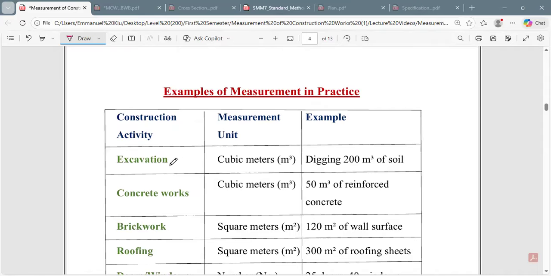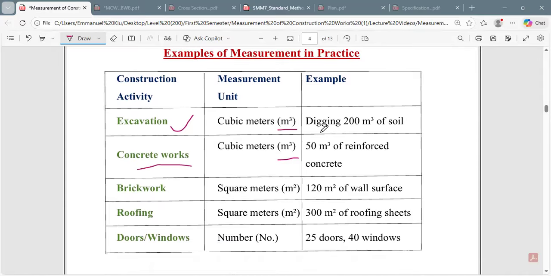So excavation works are measured in meter cube. Concrete works are also measured in meter cube. As simple as that. An example of the excavation I'm talking about is the digging of 200 meter cube of soil. Yes. Take note, area of excavation is different from volume of excavation.